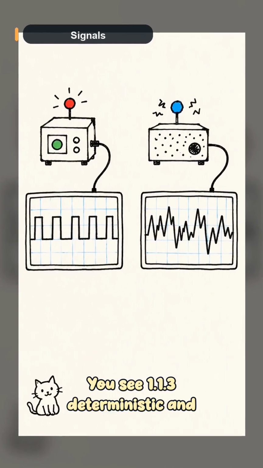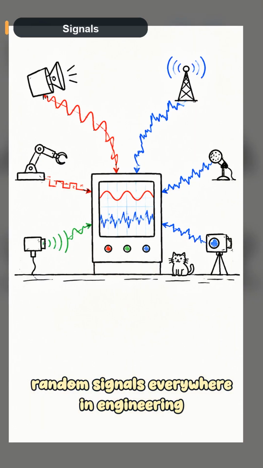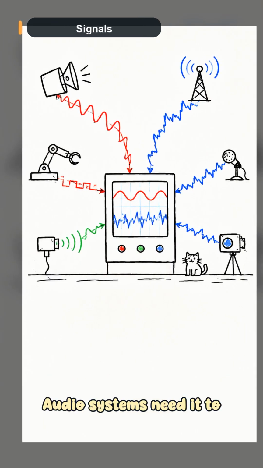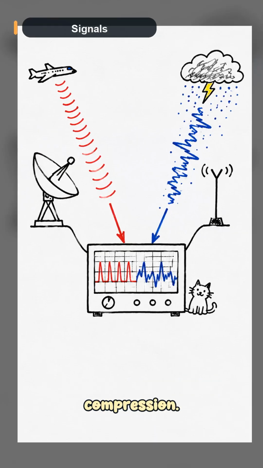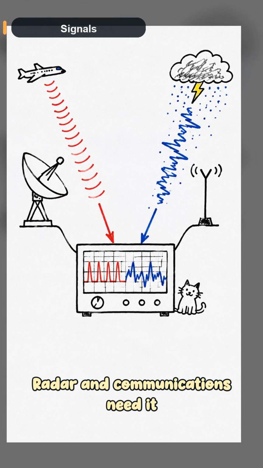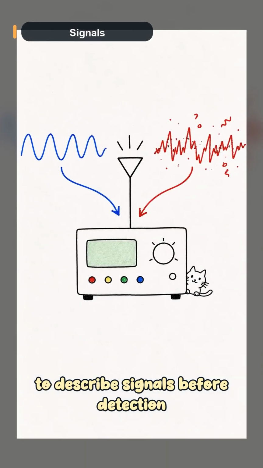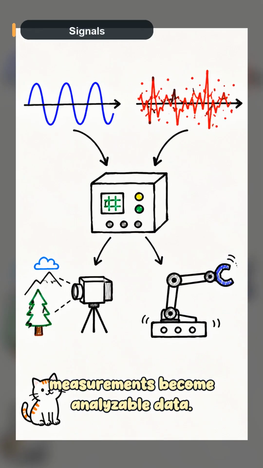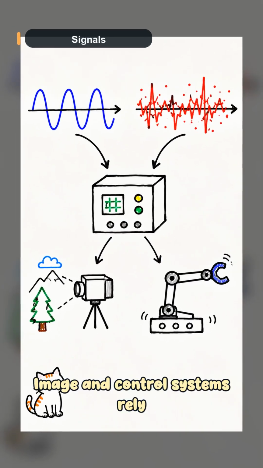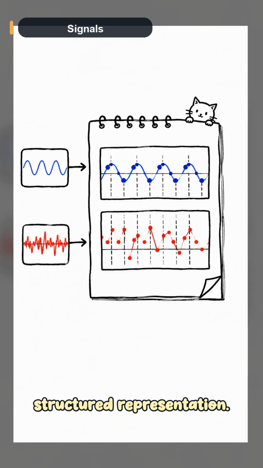You see 1.1.3 deterministic and random signals everywhere in engineering DSP work. Audio systems need it to represent sound before filtering or compression. Radar and communications need it to describe signals before detection or decoding. Sensors need it so raw measurements become analyzable data. Image and control systems rely on the same habit of structured representation.